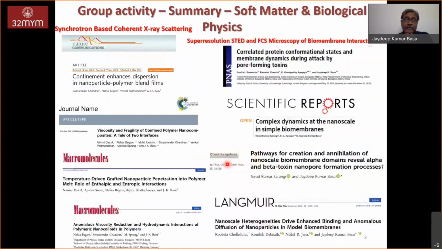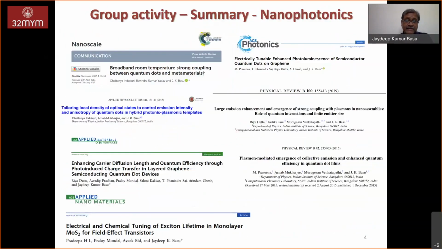I'm not going to talk about some of these things, but I thought I'd briefly show the other activities that our group is involved in. Primarily, two aspects involved in soft and biological physics, as well as other things that we do, including different materials, 2D materials, and a lot of other systems.